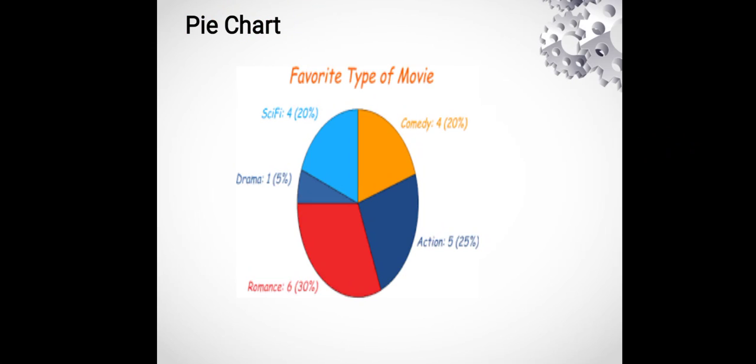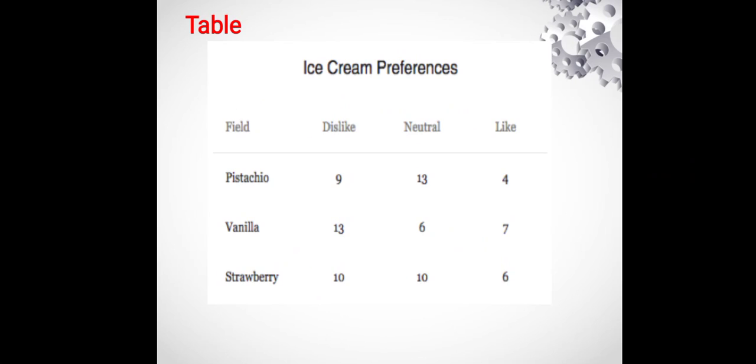This is pie chart. It is about favorite type of movie. This is table. It is in the form of a table which shows ice cream preferences. By now, hope you understood the different types of graphs given in examinations.